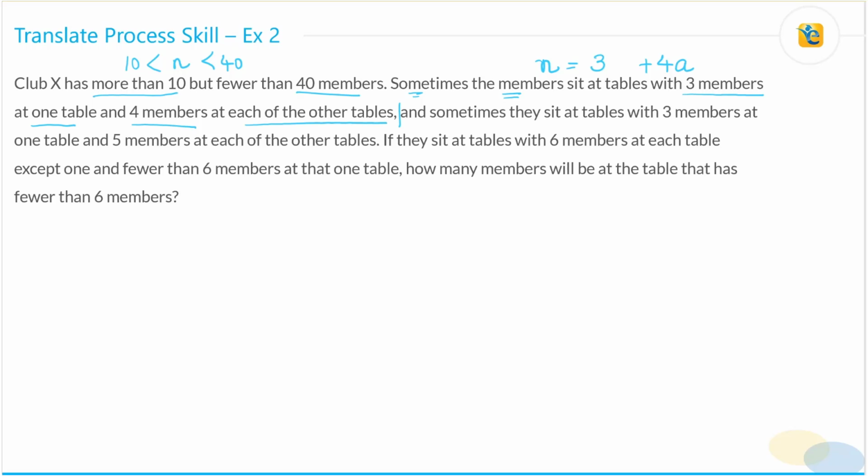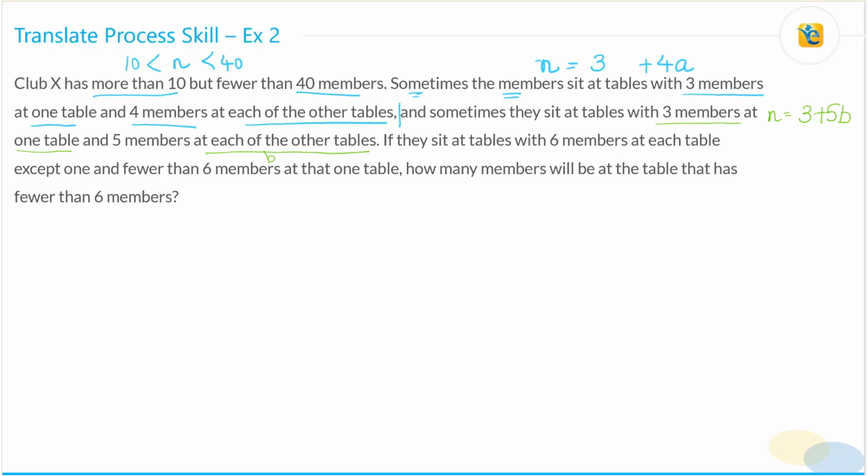I'm going to change the color here. And sometimes they sit at tables with 3 members at one table. So let's write down n is equal to 3 at one table plus 5 members at each of the other tables. Now let's say that the number of these other tables is b. So plus 5b.